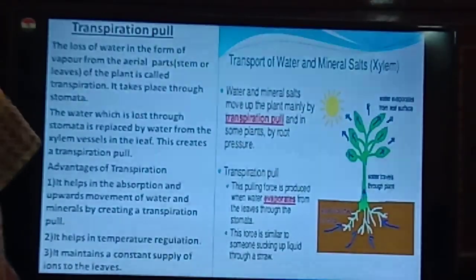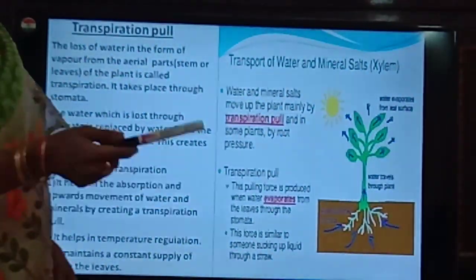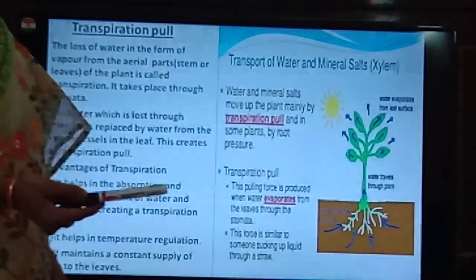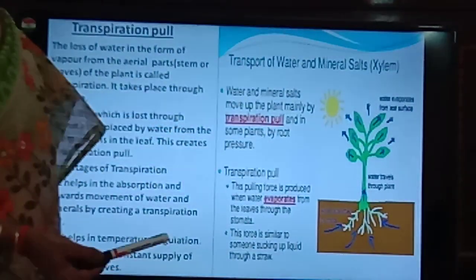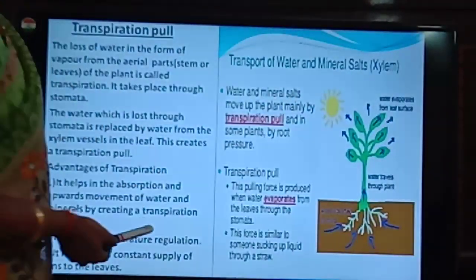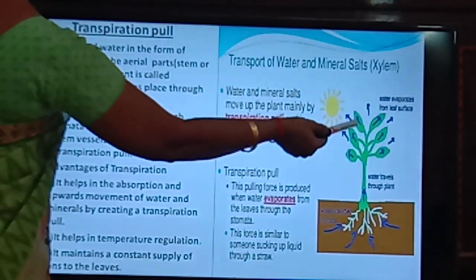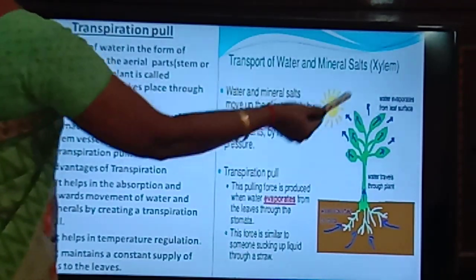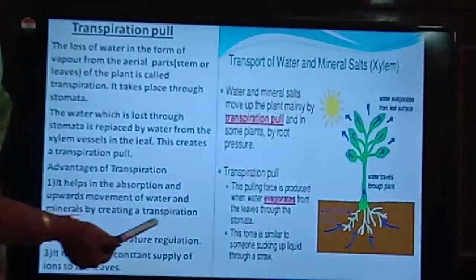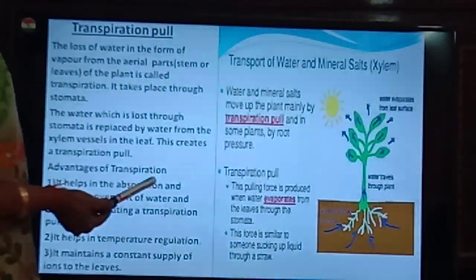And you know one thing, the presence of stomata is different in monocot and dicot plants, isn't it? In monocots, these stomata are present on both sides. In dicots, they are present only on the lower side. The stomata present on the leaves are helpful in transpiration because they send excess water out through them. This is what is called transpiration. But what is the mechanism taking place here? Why are we calling it transpiration pull?